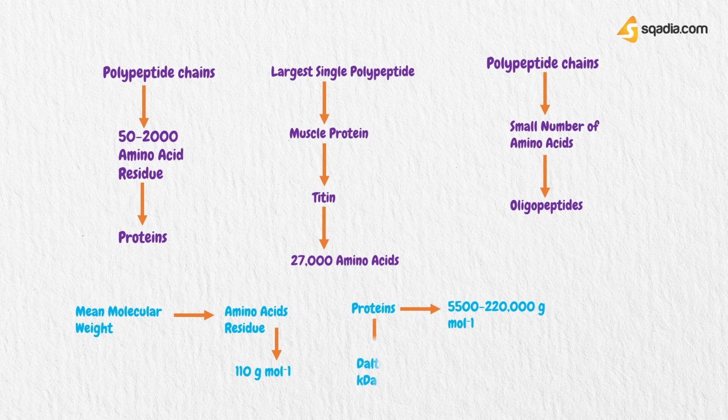We can also refer to the mass of a protein, which is expressed in units of Daltons. 1 Dalton is equal to 1 atomic mass unit. A protein with a molecular weight of 50,000 grams per mol has a mass of 50,000 Daltons, or 50 kilodaltons.